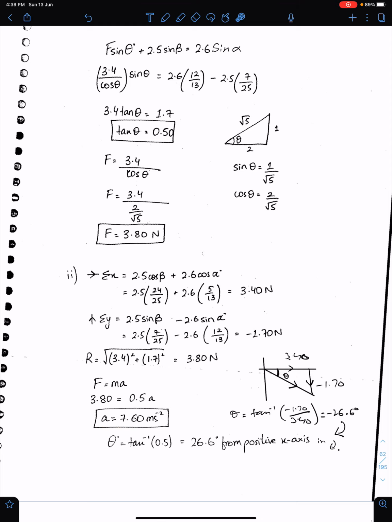Now make the rough sketch with respect to sigma x and sigma y and get the value of this angle. So theta is tan inverse sigma y upon sigma x. So minus 26.6, which means the acceleration is acting 26.6 degrees from positive x-axis in this direction. This is the direction of resultant and the direction of acceleration, 26.6 degrees from positive x-axis in clockwise direction.